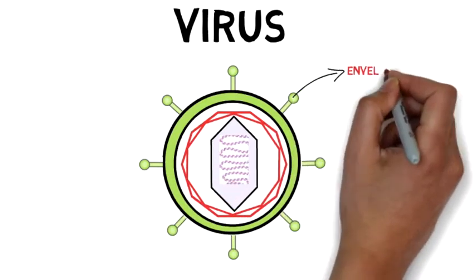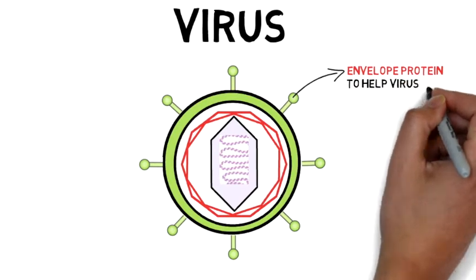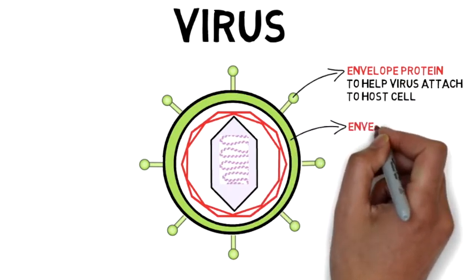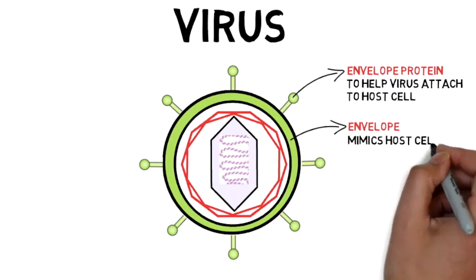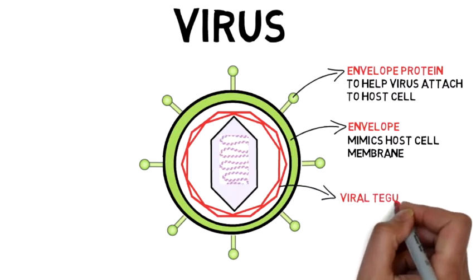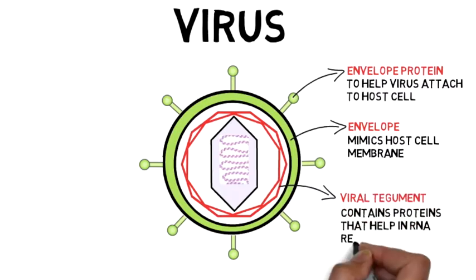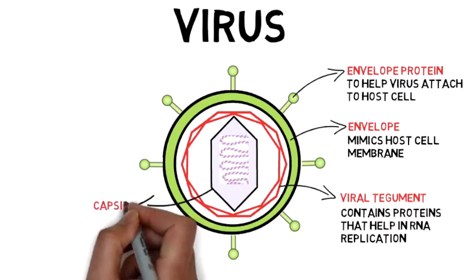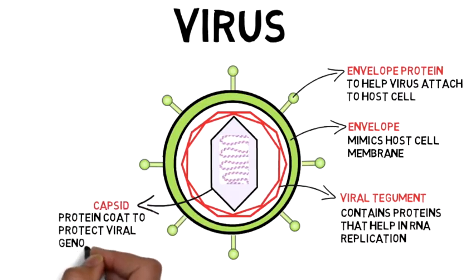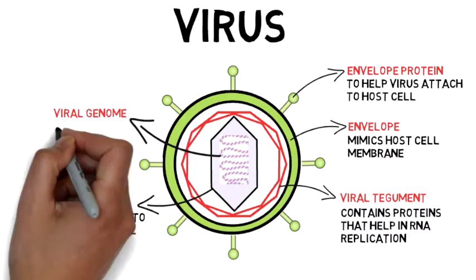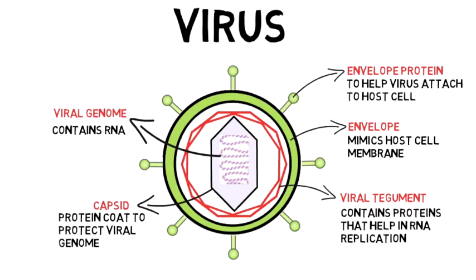The outer pointy things are what we call the envelope proteins, which help the virus attach to the host cell. The inner layer is what we call the envelope, which helps to mimic the host cell membrane. And the red part is the viral tegument, which contains proteins that help in RNA replication. The shell-like structure is what we call the capsid, which is a protein coat to protect the viral genome. And the inside is what we call the viral genome, which contains the RNA.